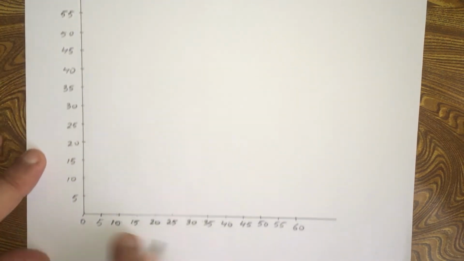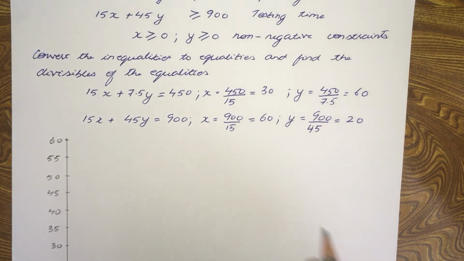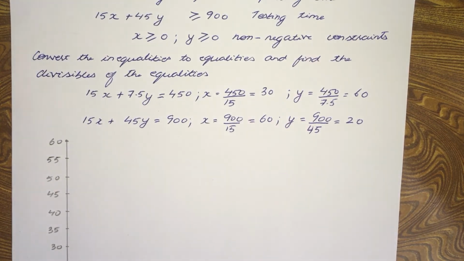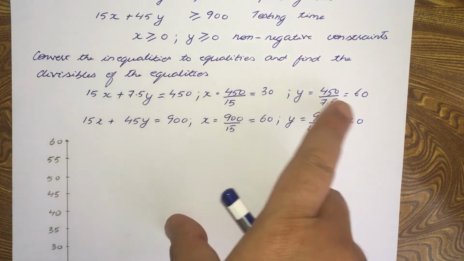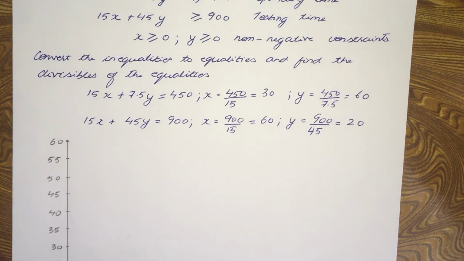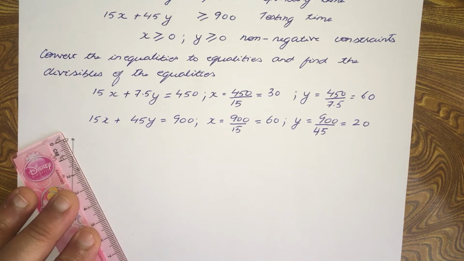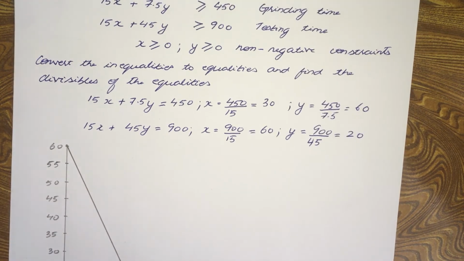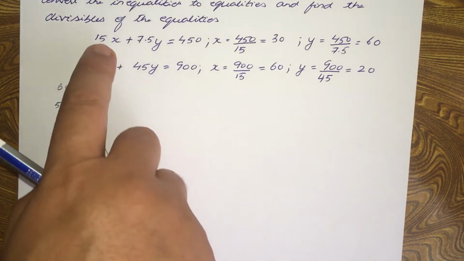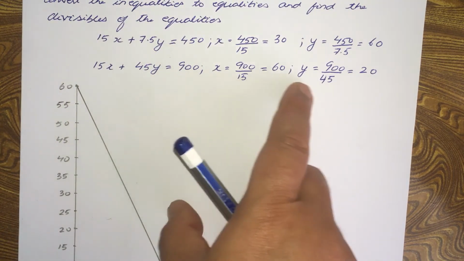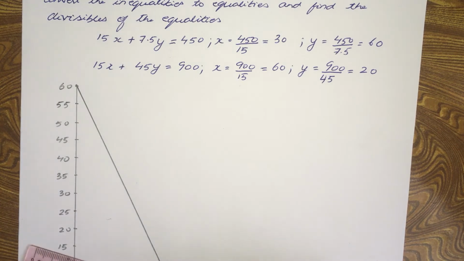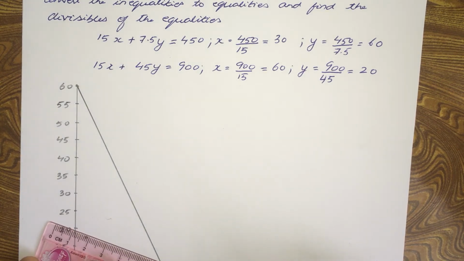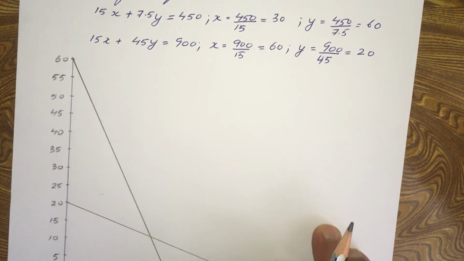So this is your y-axis and your x-axis. Now let us plot the coordinates. X is 30, y is 60. So x is 30, y is 60. There you have it. So we are done with the first one. Second one is x is 60, y is 20. X is 60, y is 20. Okay, there we have it.